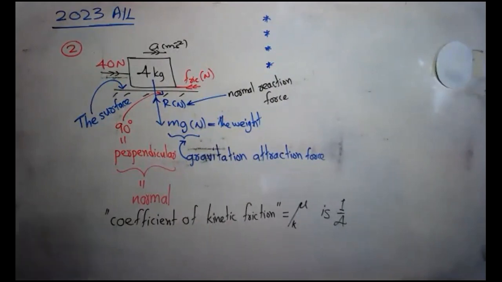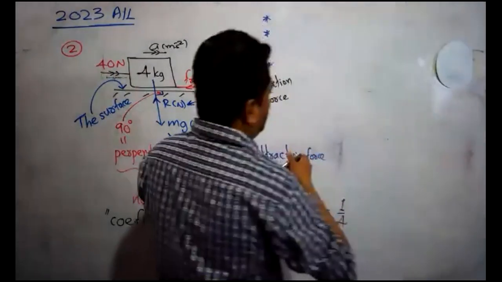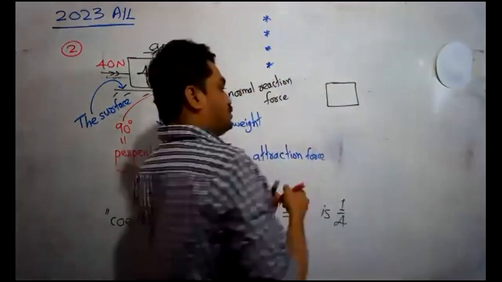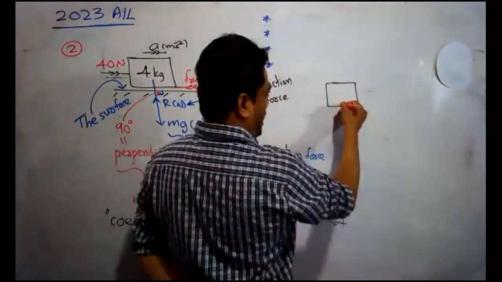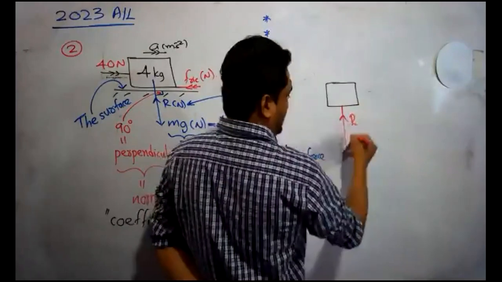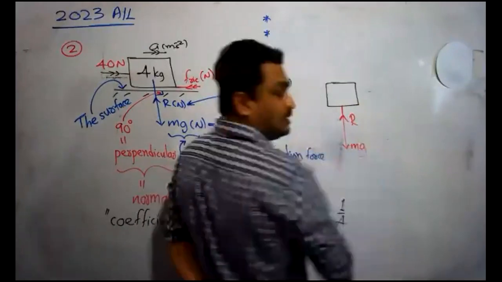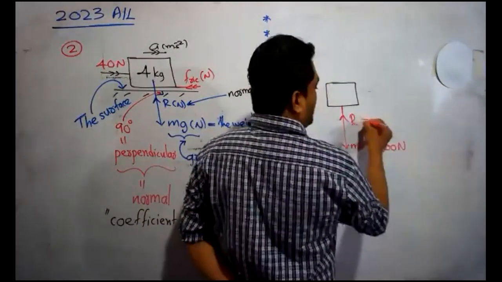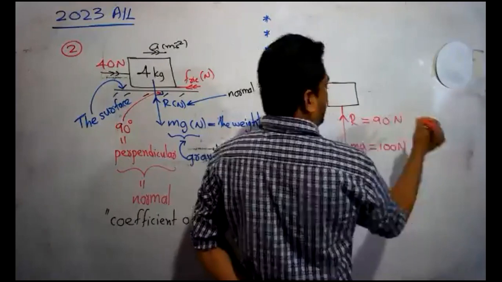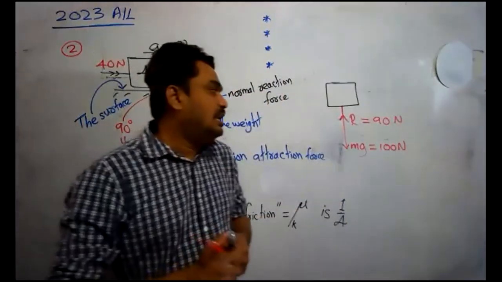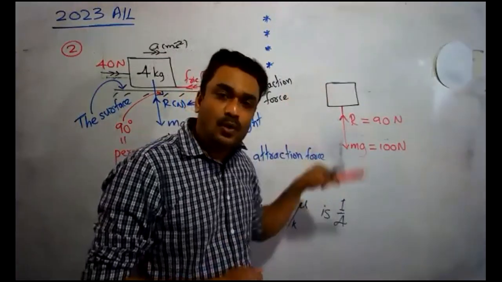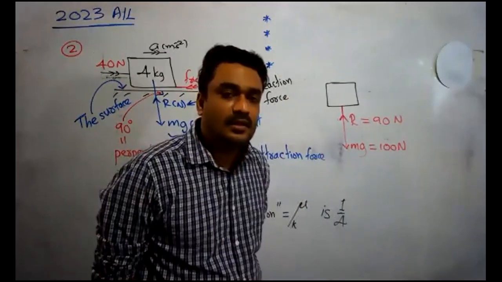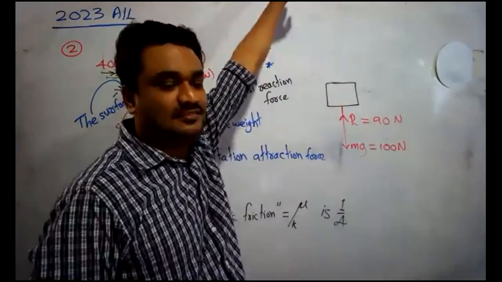Right. Now I'm going to ask you a question. Look at the board, dear. Let me mark R force. And let me mark mg force. Let's say mg is 100 Newton, R is 90 Newton. Then what will happen to the object? Will it be moved up or will it be moved vertically downward? Vertically downwards, sir.